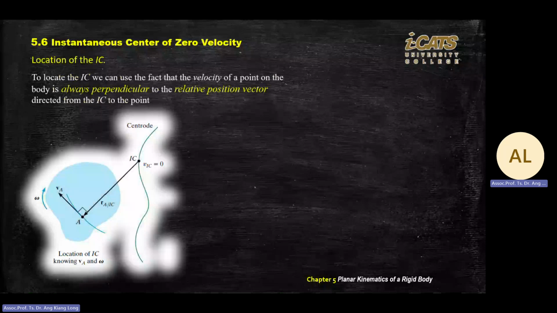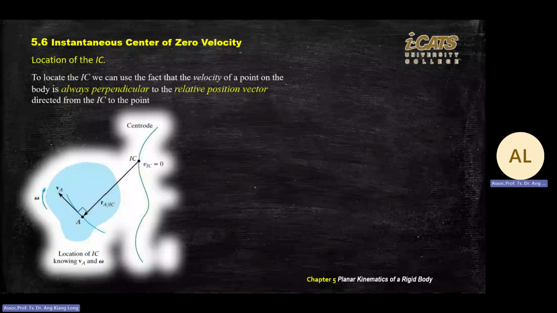How to find it? You have the body rotating in this way. You know that your velocity is always tangent to the curve. So you have VA already. What you do, you put your ruler, which has a sharp corner, right? You move your ruler to point A. Then you draw a line along the ruler. You get one line through the IC. This is 1 point, and we need 2 points.